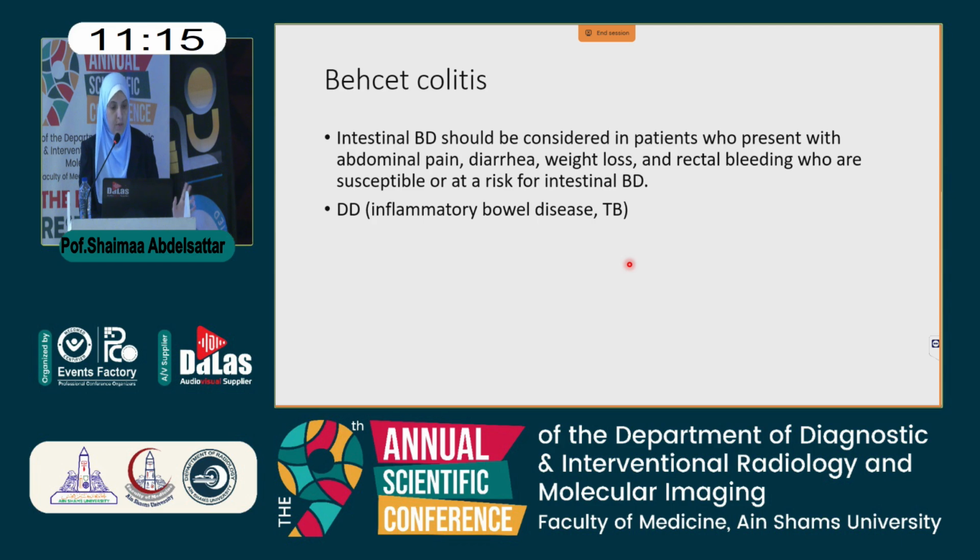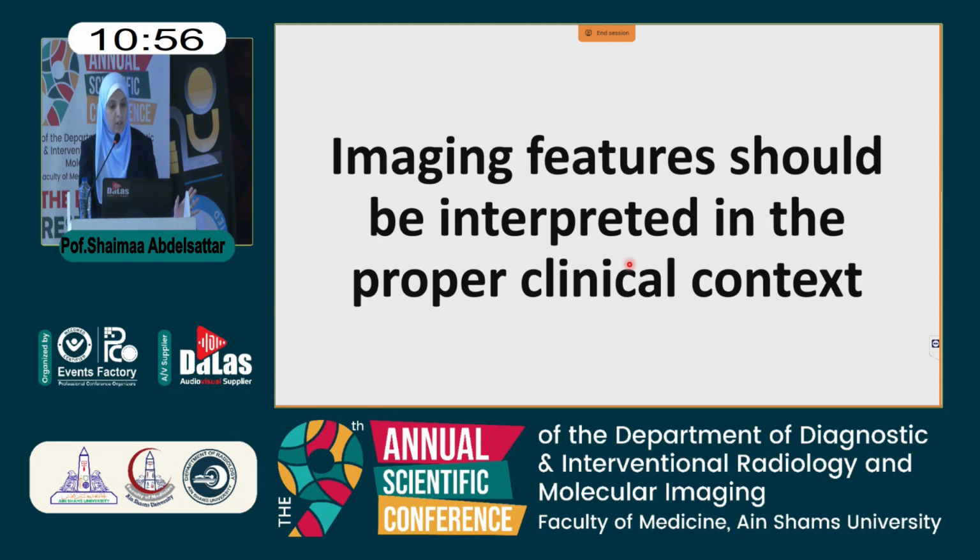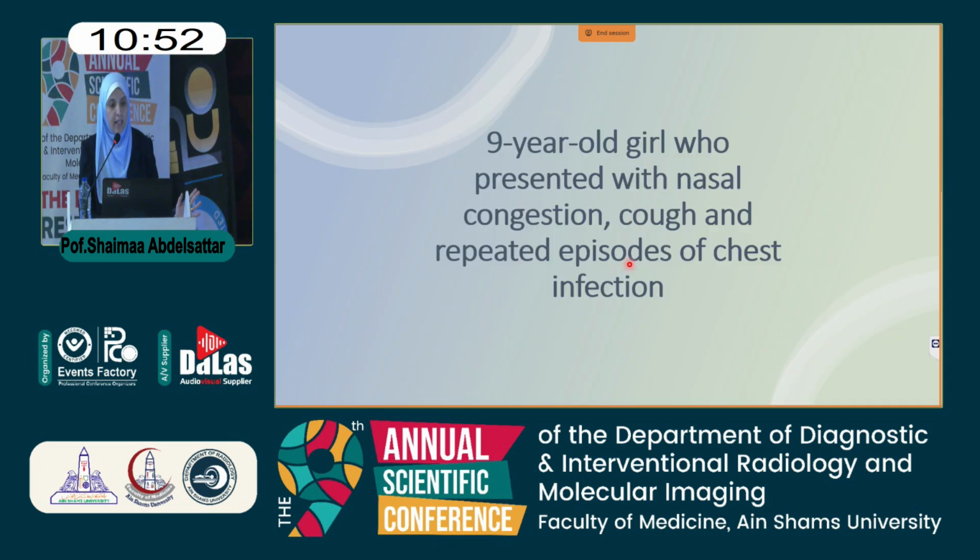However, we should keep in mind that Behçet disease can develop intestinal involvement. Behçet colitis should be considered in patients who present with abdominal pain, diarrhea, weight loss, and rectal bleeding, who are susceptible or at risk of intestinal Behçet disease, and the differential includes inflammatory bowel disease and TB. Again, imaging features should be interpreted in the proper clinical context.